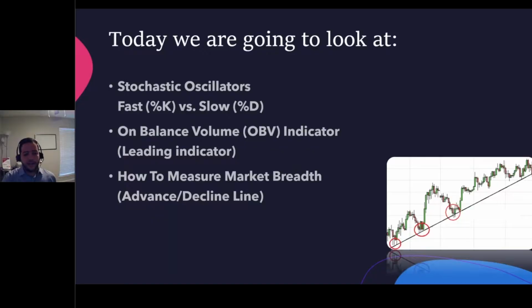Thanks again for watching. Lastly, we're going to learn how to measure market breadth, okay? And this is going to be with a tool called the Advanced Decline Line. Essentially, market breadth measures the participation of stocks in a certain rally or a certain decline. Or in other words, for every rally, how many stocks are actually participating in that rally versus how many stocks are not, okay? And this is very important, especially in today's environment, where we've been in a bull run for the last decade or so.